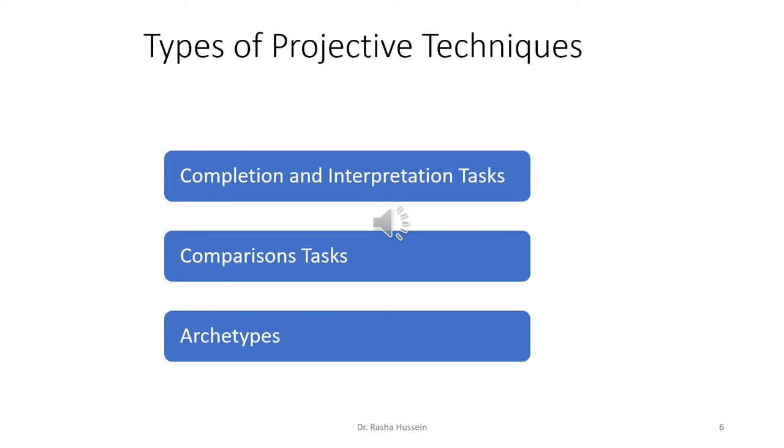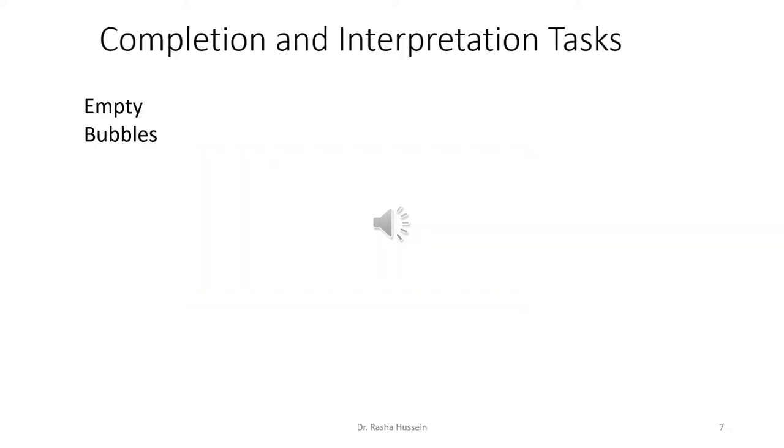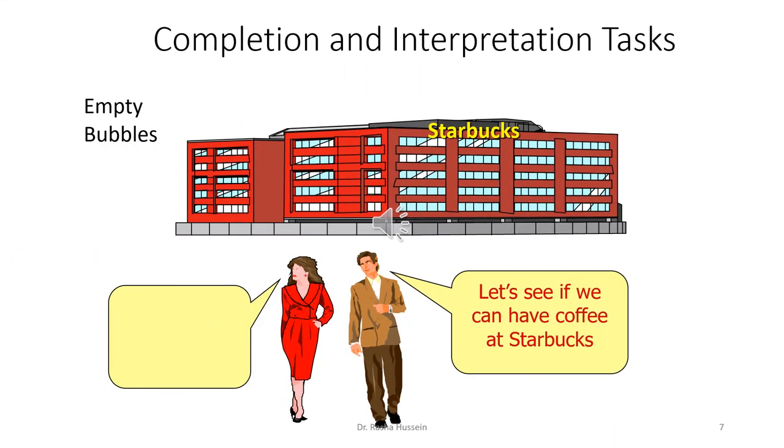There are three types of projective techniques. Number one, completion and interpretation tasks. Number two, comparison tasks. And number three, archetypes. The first technique to be discussed is completion and interpretation tasks. This is a very classical projective technique. It uses incomplete or ambiguous stimuli to elicit consumer thoughts and feelings. One approach is using bubble exercises, which depict different people buying or using certain products or services.